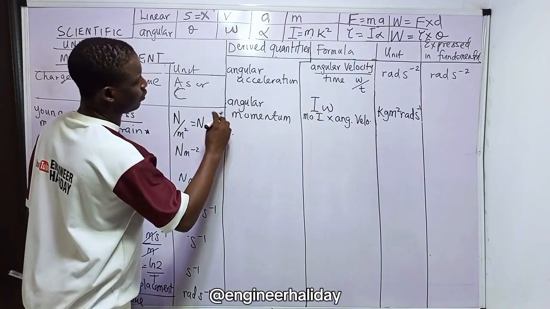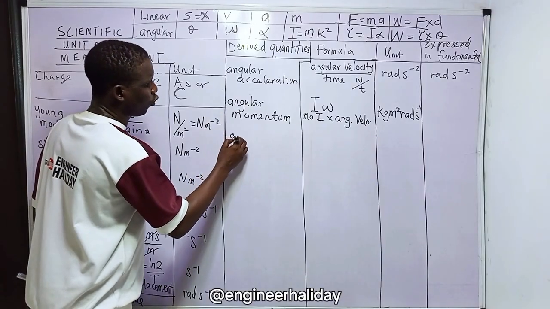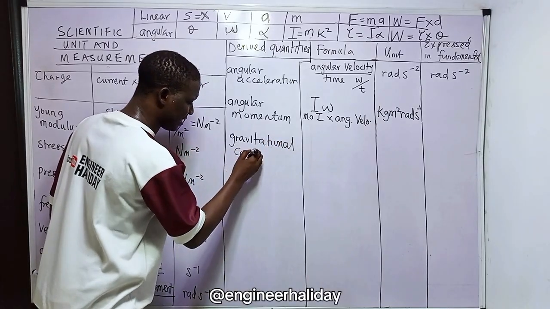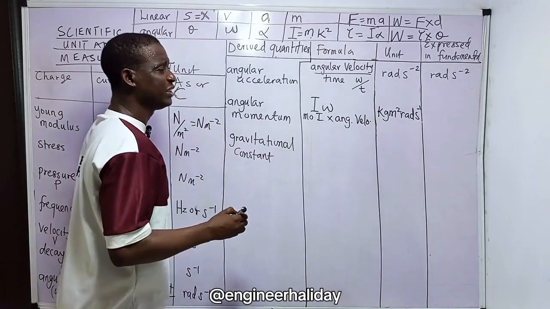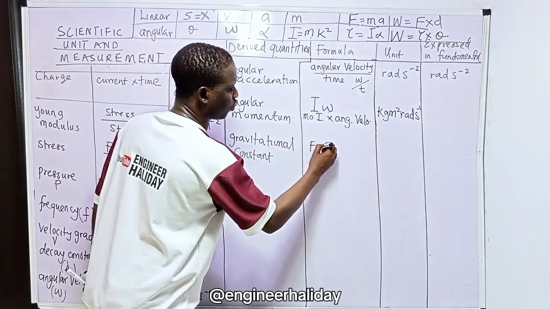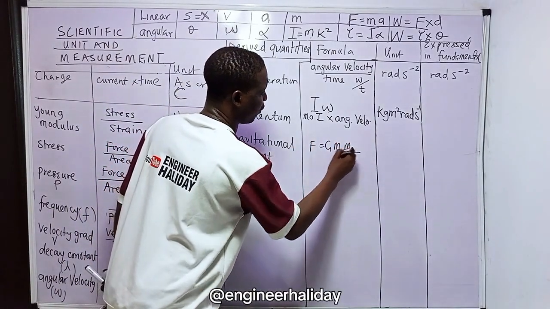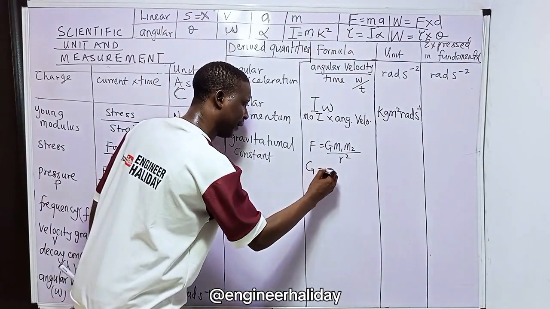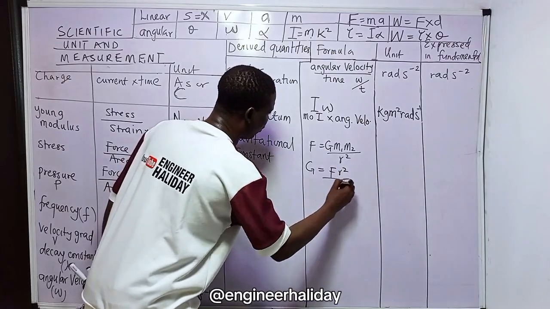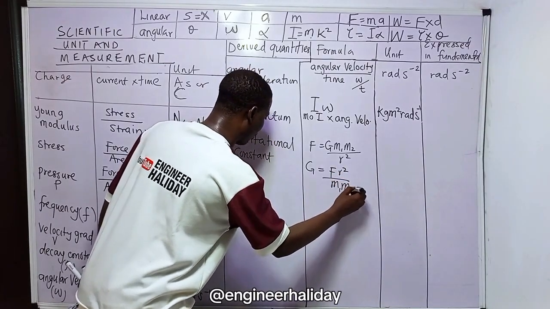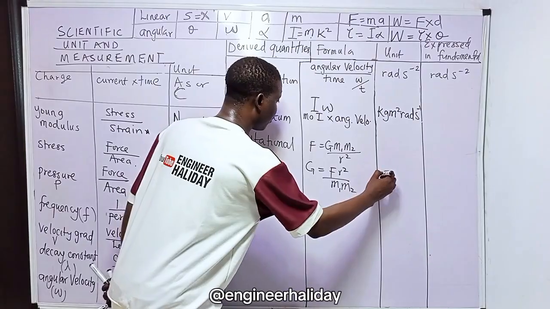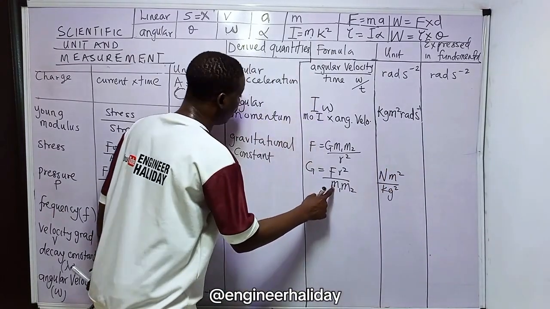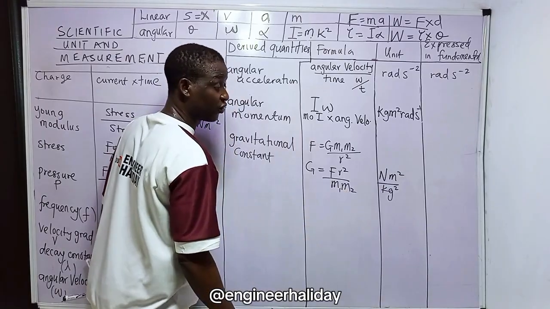We have talked about the angular one. Then we have the gravitational constant. I believe it's a formula you should know, from the universal law of gravitation. F equals G m1 m2 over r squared. My dear, if you make G the subject of the formula, G becomes F r squared over m1 m2, mass 1 and mass 2. And what is the unit? It becomes newton meter squared divided by kg squared, because kilogram multiplied by kilogram will give us kilogram squared.